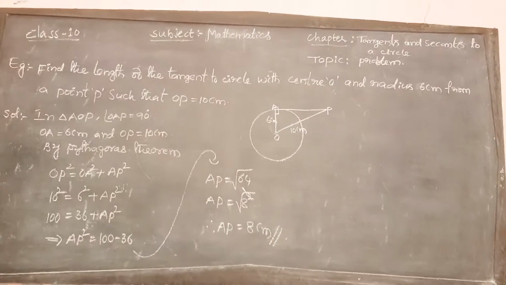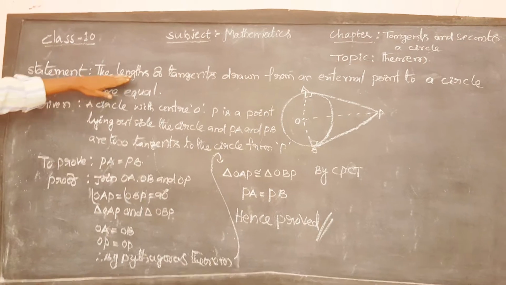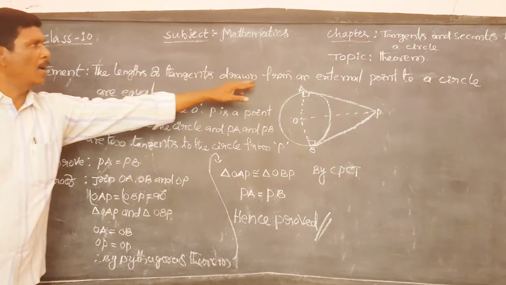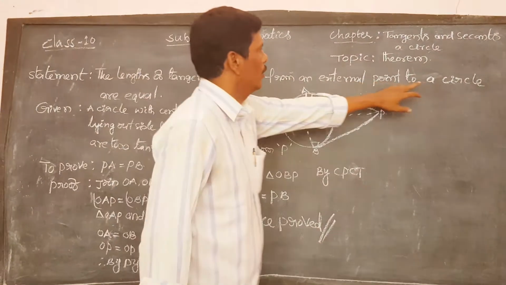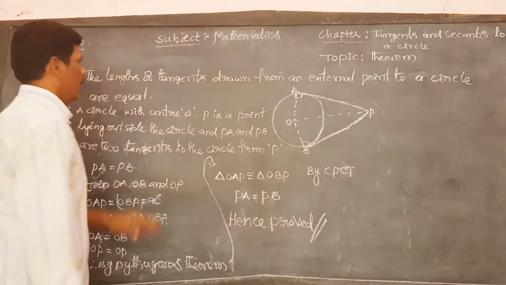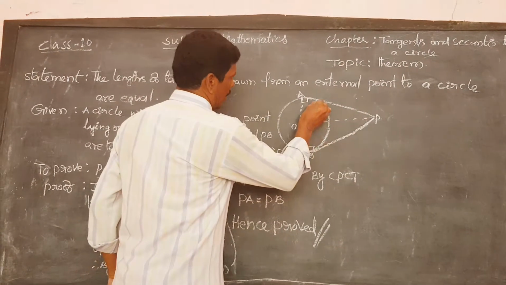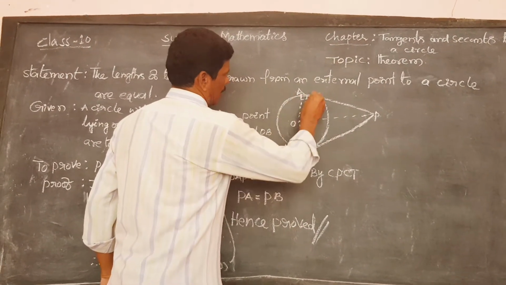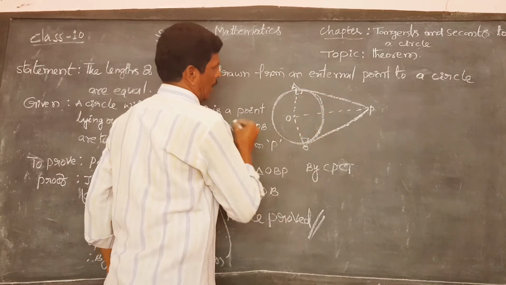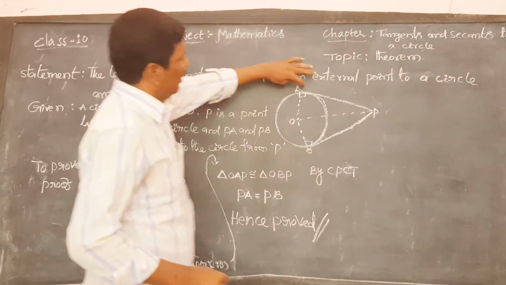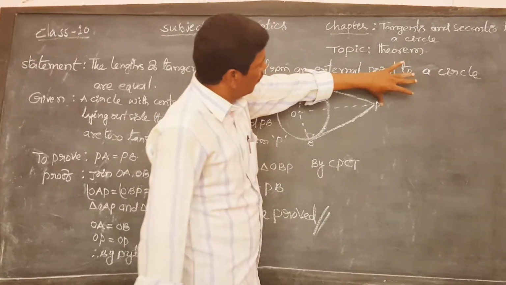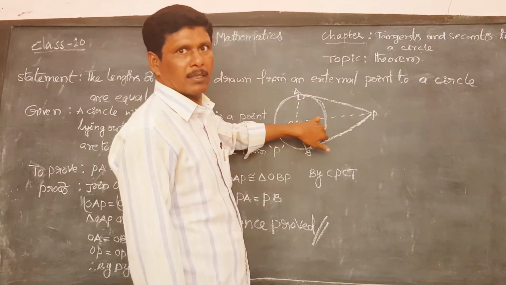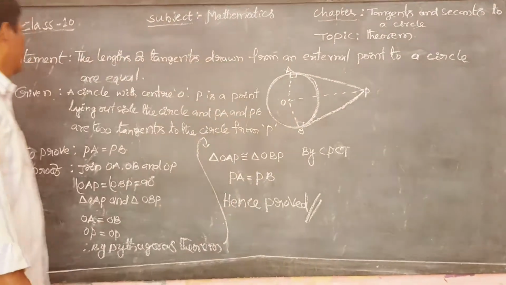So, the statement: the lengths of two tangents drawn from an external point to a circle are equal. Suppose we draw any circle and two line segments from one external point joined to the circle. The two line segments are equal.